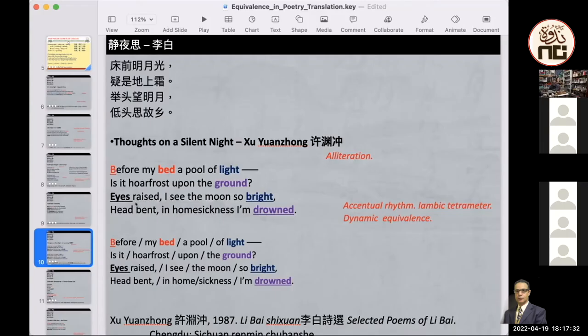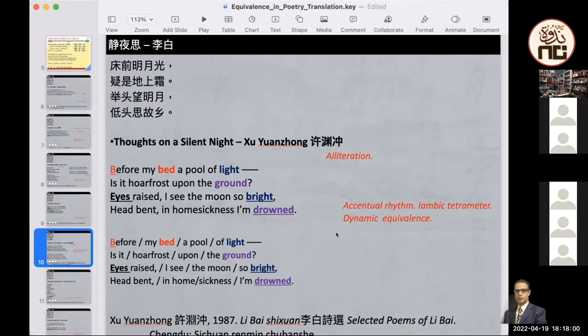So he did that here. So it's not a defect. It's not an error. No, it's fine. And as for equivalence, he tried to achieve dynamic equivalence by rendering, at least in the form, as far as the form is concerned. But how much he managed to do that is another thing.